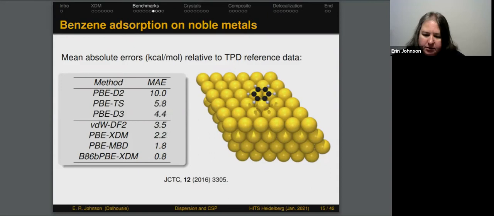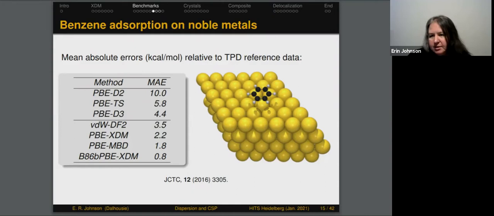And it's only when you have density-dependent dispersion corrections, like the non-local van der Waals methods, our XDM methods, or Tkatchenko's many-body dispersion method, that you obtain good agreement with reference data, that you're able to have a response in the dispersion coefficients to the fact that we've gone to now a metal surface as opposed to a free metal atom.